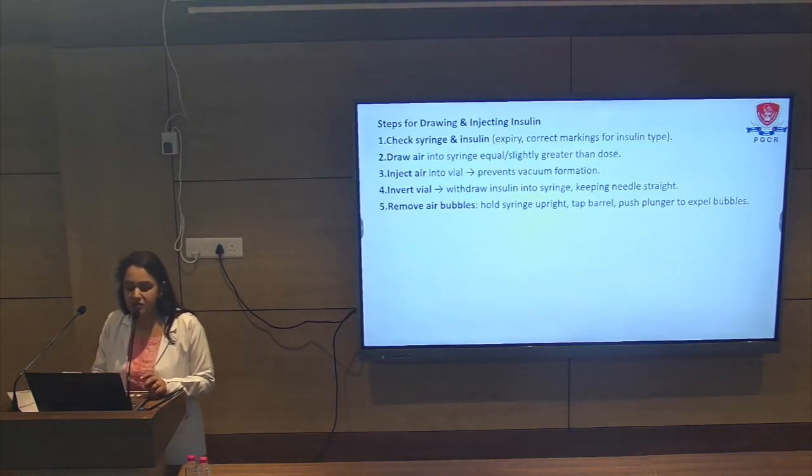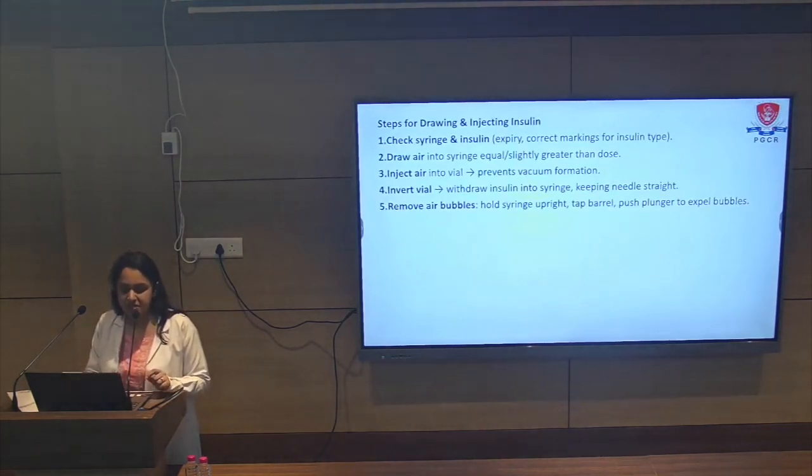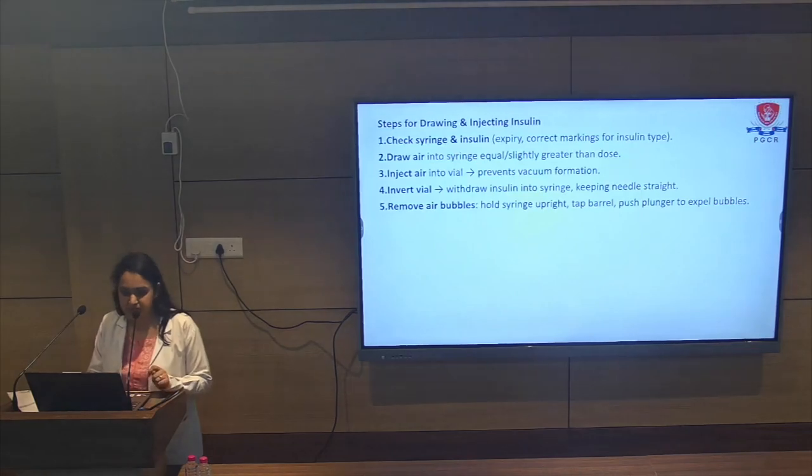Now how to draw insulin. Check syringe and insulin, expiry, correct markings for insulin type. Draw air into the syringe equal to or slightly greater than the dose. Inject air into the vial. This prevents vacuum formation. We invert the vial, withdraw insulin into the syringe, keeping the needle straight. Remove air bubbles: hold the syringe upright, tap the barrel and push the plunger to expel the bubbles.